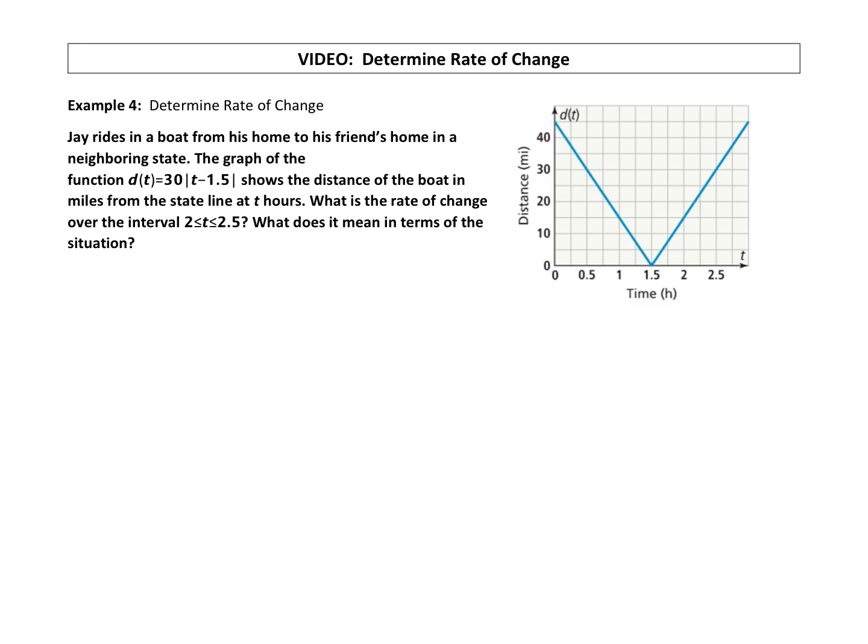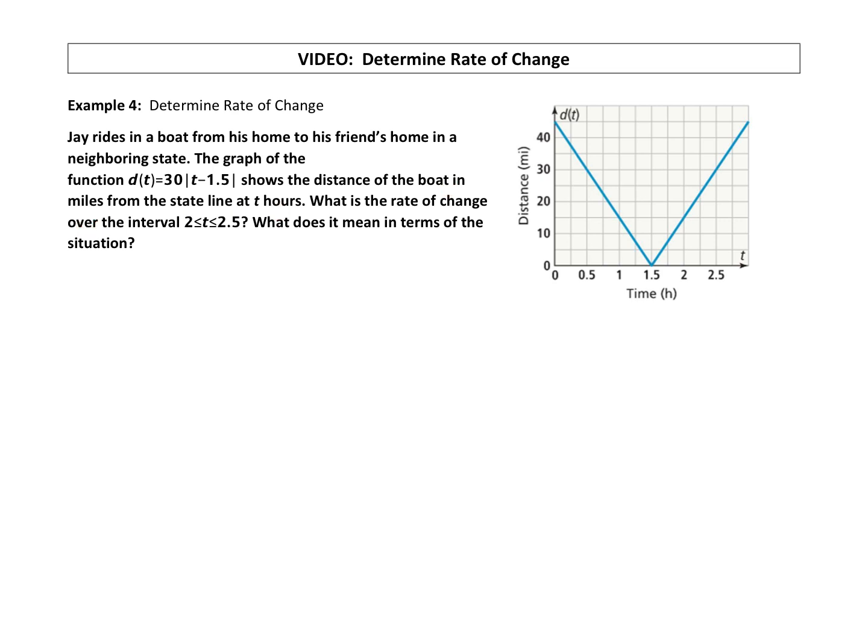Okay, last video, we're going to determine the rate of change over an interval. So we've got our same situation. Jay's riding in a boat from his home to his friend's home. We're tracking his distance to the state line. We've got our function right here. It shows the distance of the boat in miles from the state line at any time.